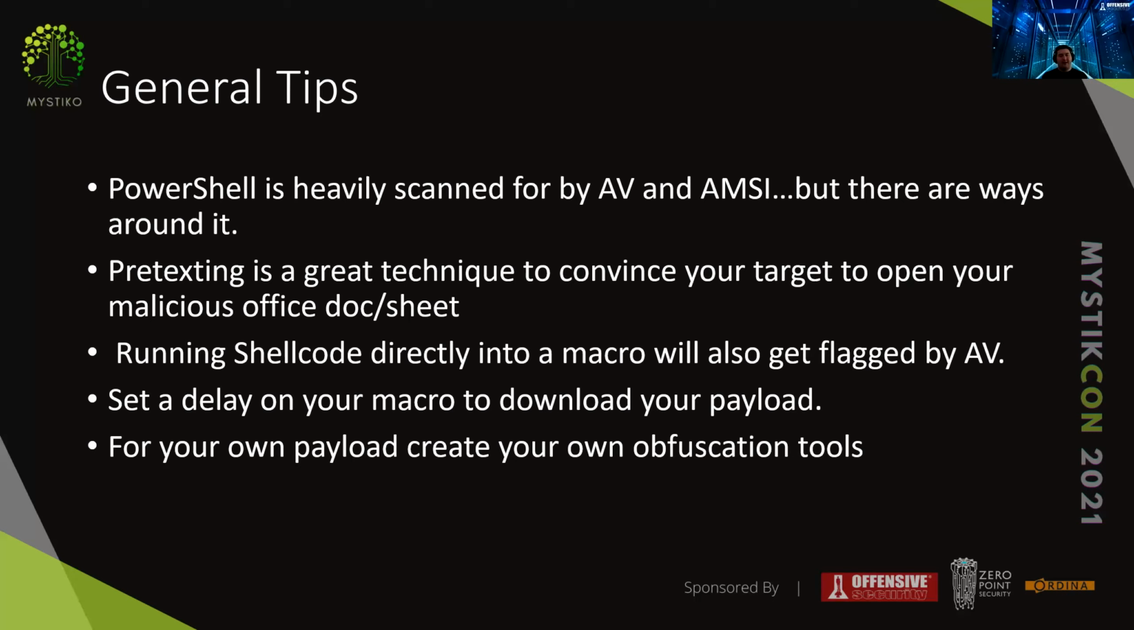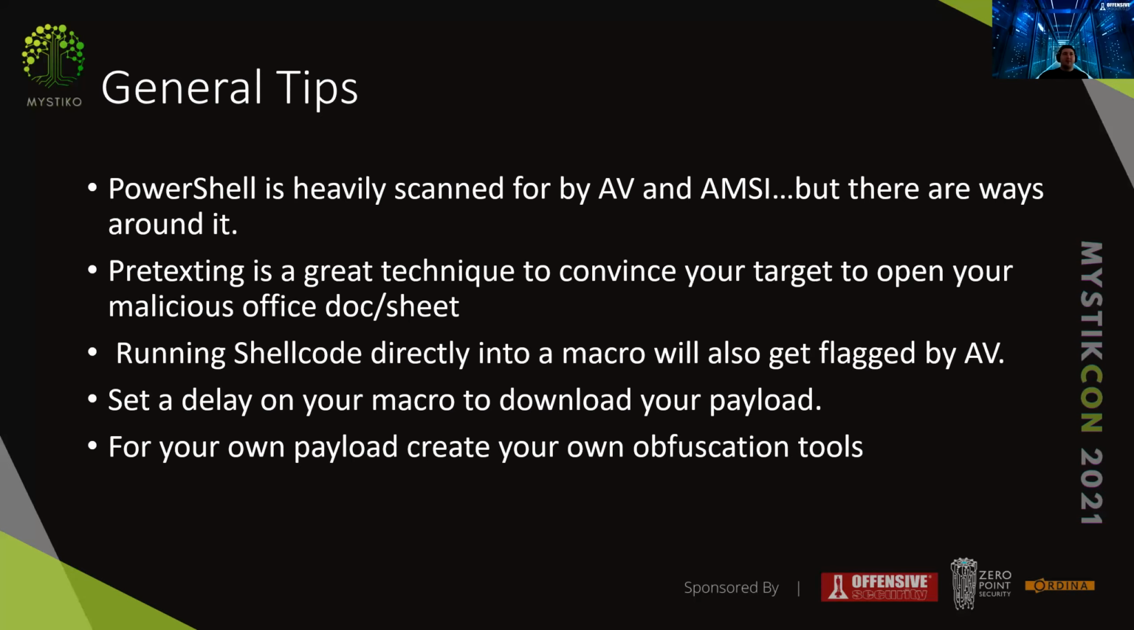Macros usually try to detect anything that runs immediately, quick, on action, auto fast, right? So one thing I would recommend is to set a delay, and then from your own payloads, try to create your own obfuscation tools. There is a tool I'm going to go over a little bit today where we use our own obfuscation for the macros itself. So enough about me giving a lot of this pretext and all this information.